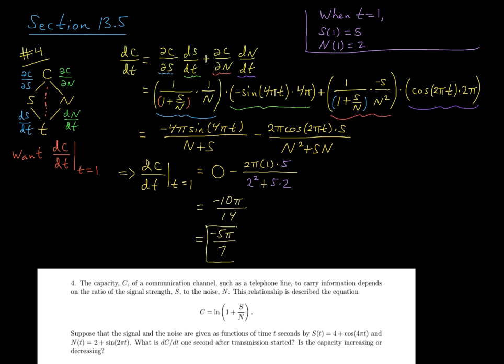Awesome. Okay, so that would be the rate of change of our capacity with respect to time, 1 second after transmission started. And then when it asks, is the capacity increasing or decreasing? Well, since this derivative is negative, right, we can say that C is decreasing at 1 second, right, when t is 1.